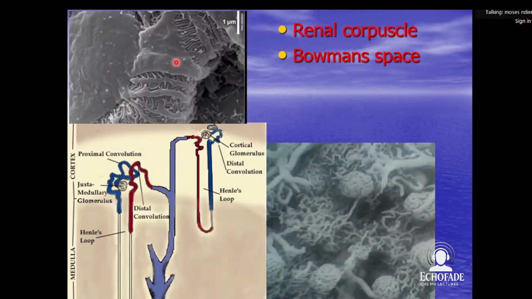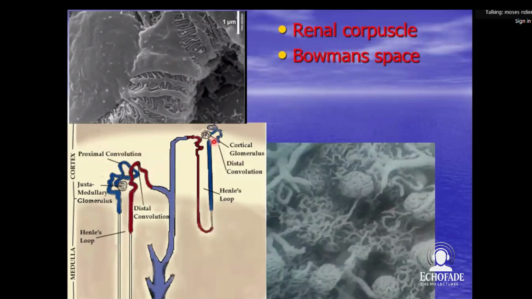And you can see how, by modifying the capillary diameter, they can regulate part of the flow of blood and therefore influence urine formation. That is very important. That is within the Bowman's corpuscle.